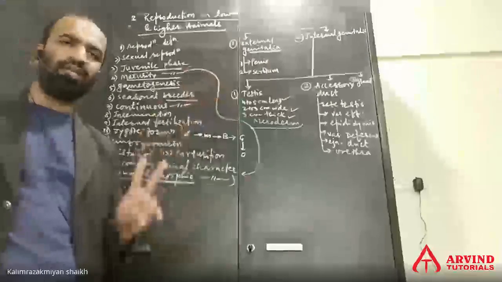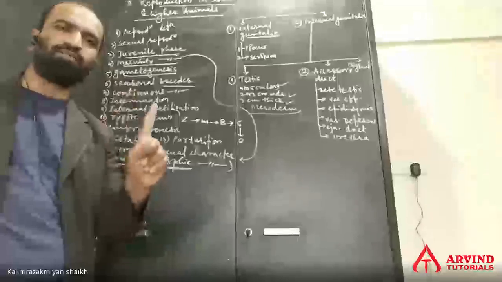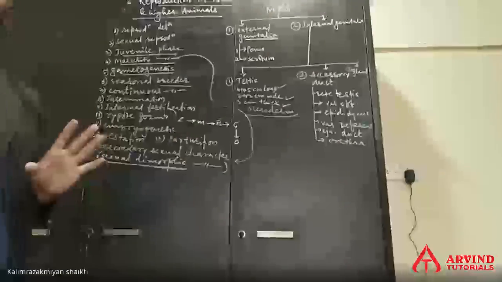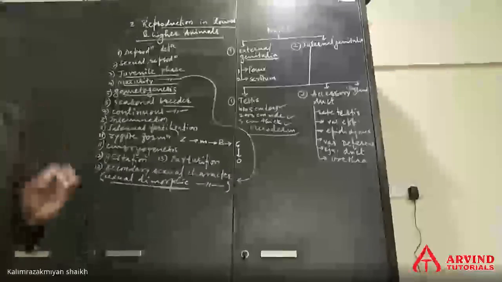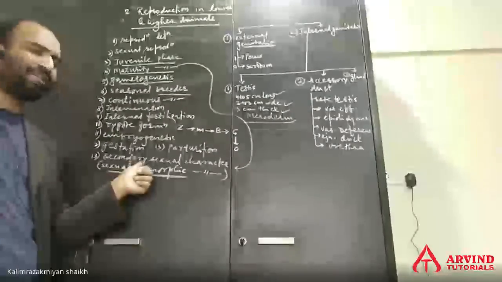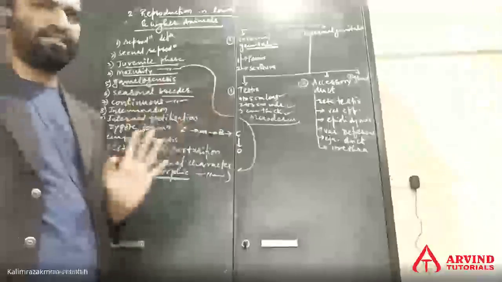So how many roles are performed by testes? Two roles. One is the production of sperm, called spermatogenesis. The other is the secretion of the sex hormone called testosterone. And under the influence of testosterone in the male body, secondary sexual characters are developed. So this is the testes.